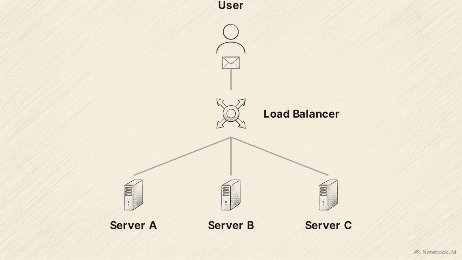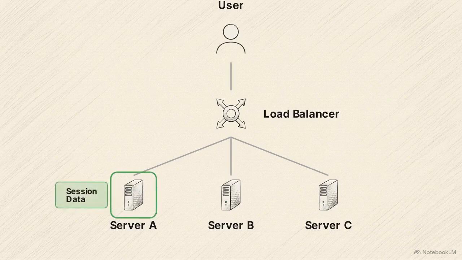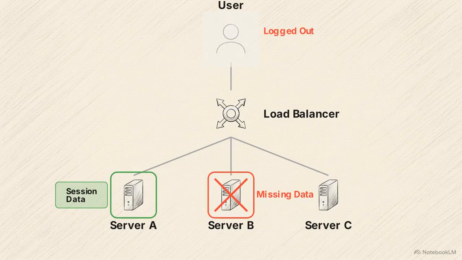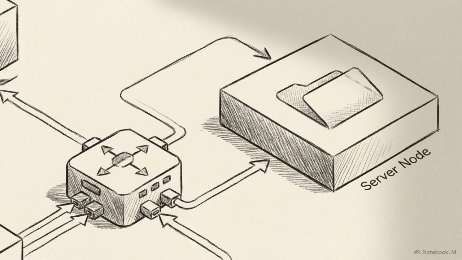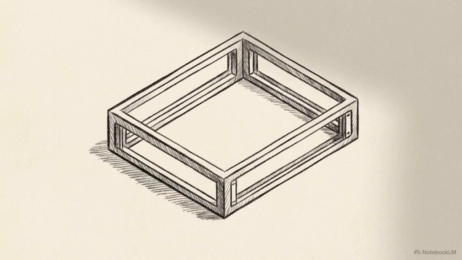A user logs in, and their initial request carries a session ID routing to server A. Server A stores that session data. On their next click, the load balancer routes the request to server B. Server B lacks the session memory, so the request fails, and the user logs out. For load balancing to work, the system must literally forget the user between every single request. This requires the RESTful design principle of statelessness.